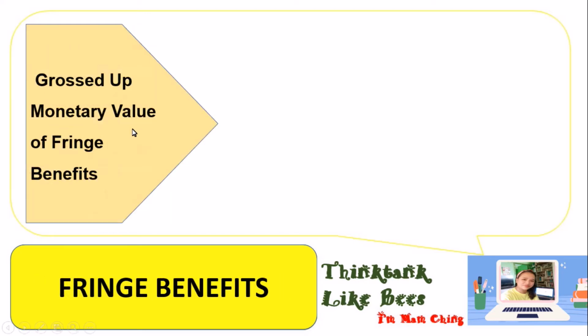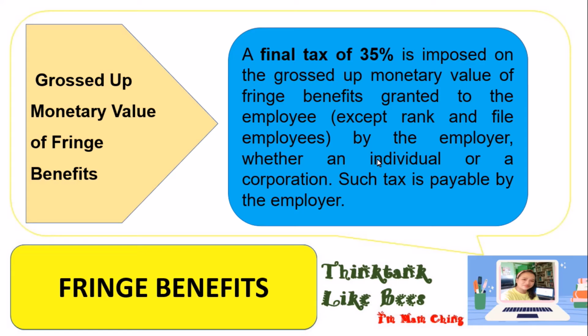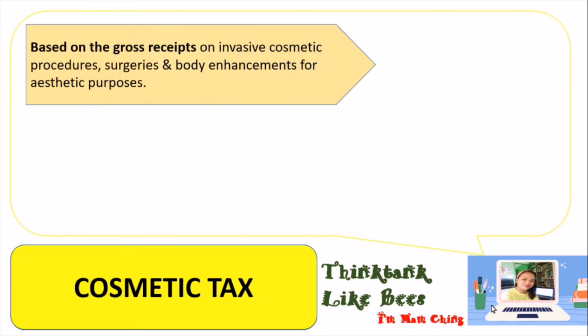Next, we have what we call the fringe benefits. The next discussion is based on the fringe benefits. It is the grossed-up monetary value of fringe benefits given to supervisors, managers, or even to the owner of the business. So what about its tax? A final tax of 35% is imposed on the grossed-up monetary value of fringe benefits granted to the employee.